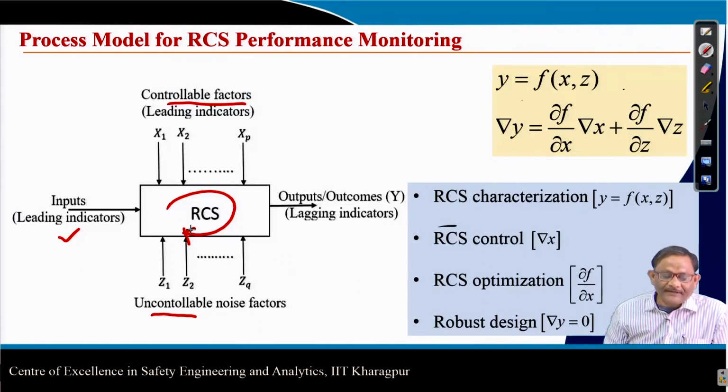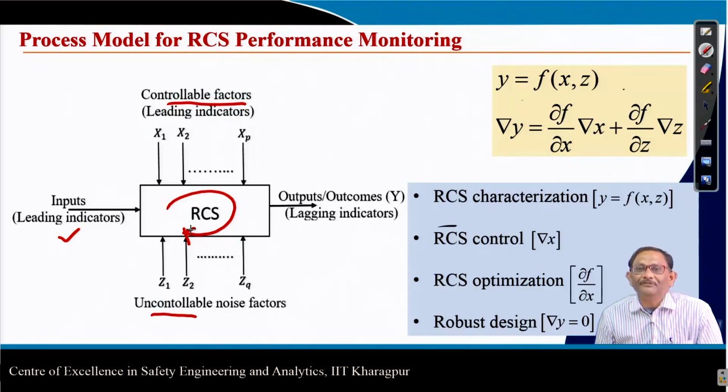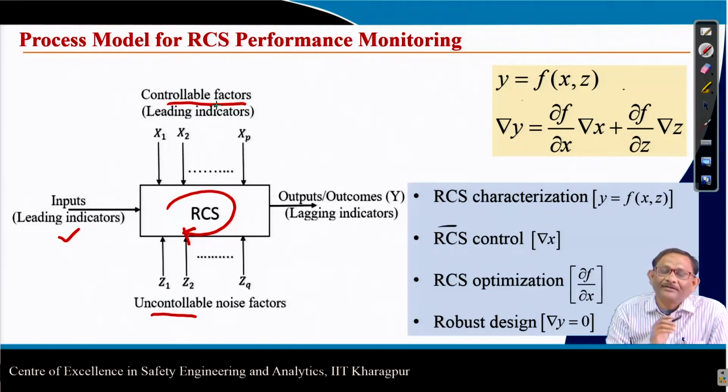Now controllable factors will be there. As I told you, for a risk control system to be effective, you have to be vigilant and do a lot of activities and take a lot of actions. Those which are under your control come under controllable factors. We will discuss this a little bit later.